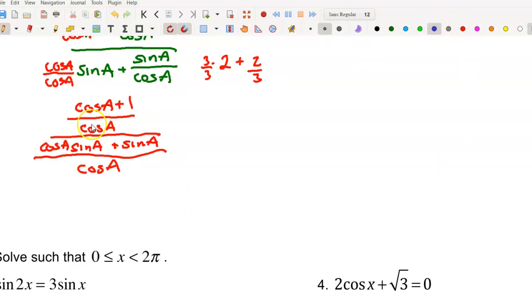Now we have the same denominator here, so you could multiply by the reciprocal of the bottom fraction, and you can see the cosine of A would end up on the top since it's the reciprocal, and these cosines would cancel out. So it's nice if you have the same denominator on these complex fractions because they'll just cancel out. So now we just have the numerators left over: cosine of A plus 1, all over.